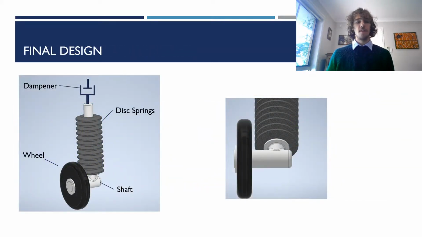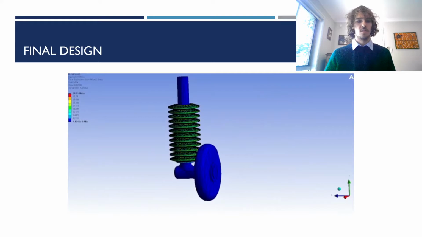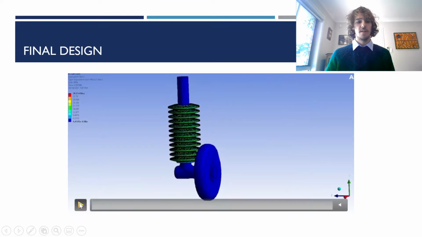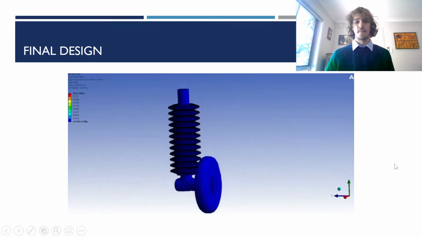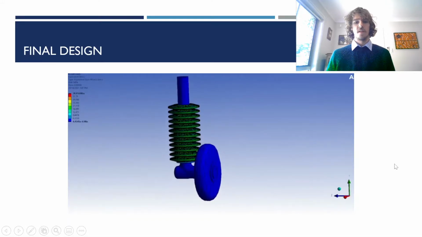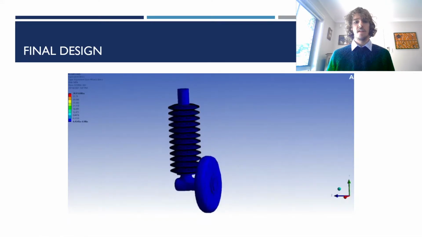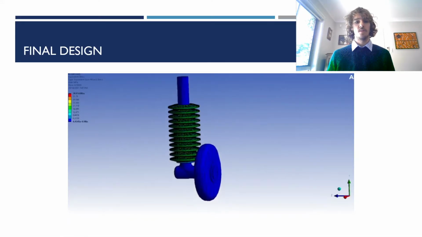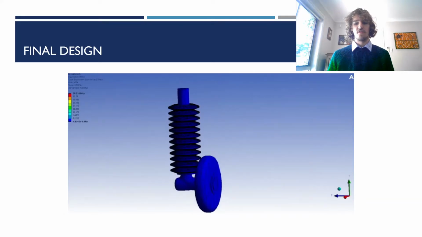So my final design was a little bit more simplified. I just decided to go with disc springs with a dampener at the end of the shaft, and disc springs fixated to the shaft. So you can see how this would look during a typical landing. As you can see, the wheel will hit the ground and the springs will compress, absorbing some of the energy.